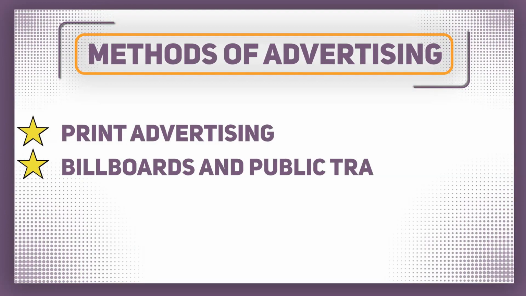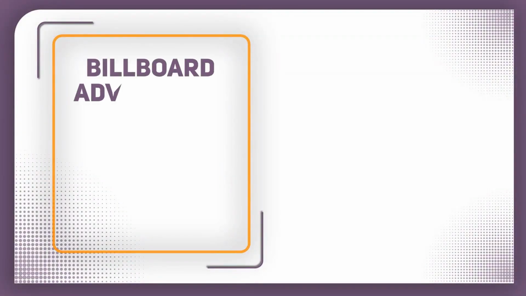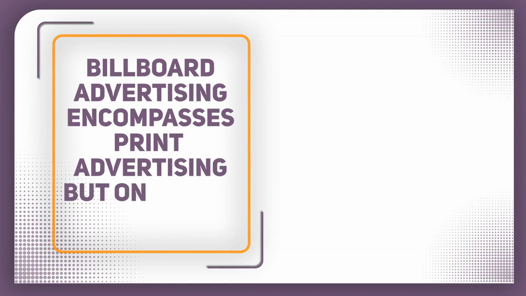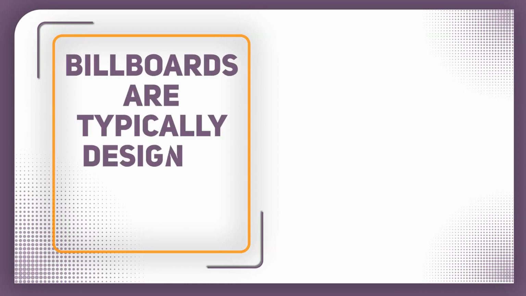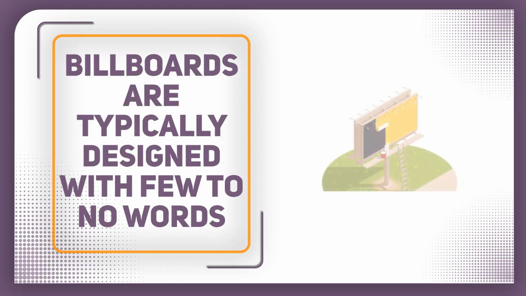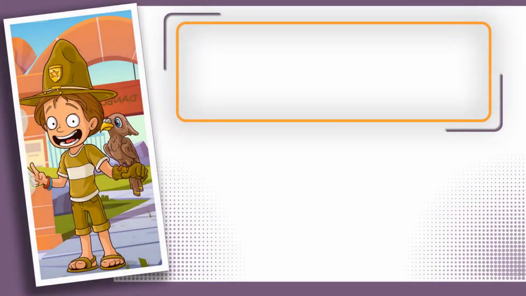Okay, so next Jayden and the team could consider billboards and public transport ads. Billboard advertising encompasses print advertising, but on a much larger scale. Due to their size, the design, placement and cost of billboard and public transport ads, like those seen on the side of a bus, are different from the typical printed adverts like a flyer. For example, billboards are typically designed with few to no words, so that viewers have time to process the message while passing by in a car or on a train. Also, these ads are used for brand awareness, so they usually only include a brand name or a phone number.